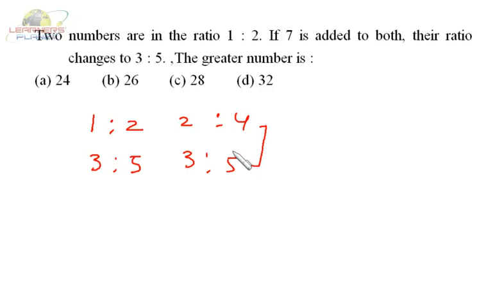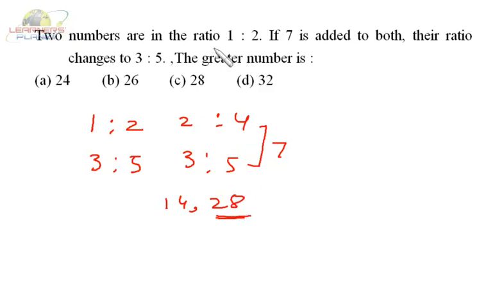Now the mutual difference between these is 7. Exactly it is one part. So one part is 7, then two parts will be 14. And if one part is 7, four parts will be 28. Now we have to find out the greater number. Definitely it will be 28. This was the first method.